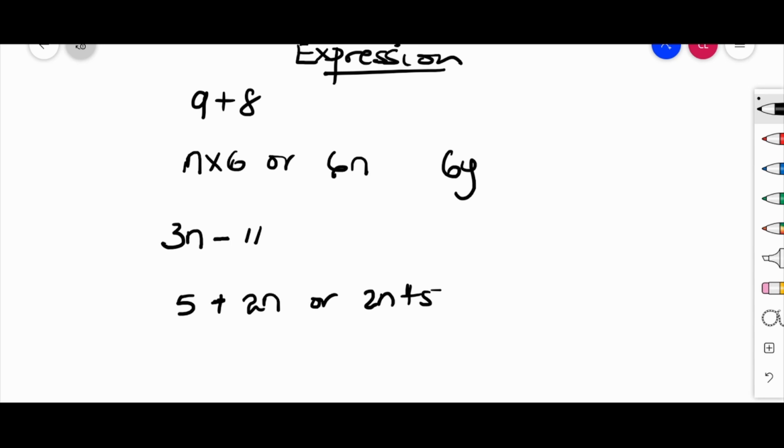The answer would be the same. There is a property of mathematics we call the commutative property that says the order in which we add does not change the sum. For example, if I say 2 plus 3, it's going to be equal to 5, and if I say 3 plus 2, it is still equal to 5.